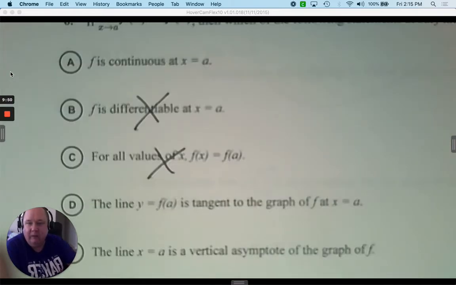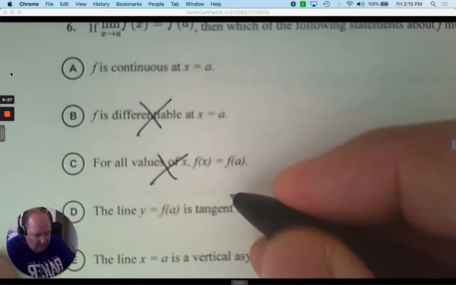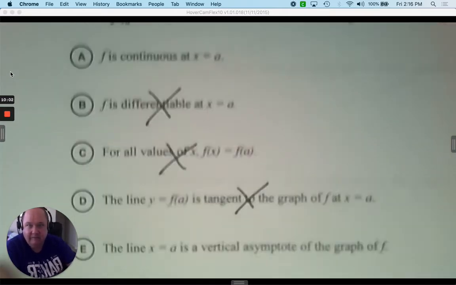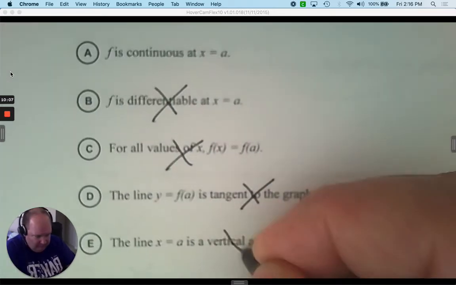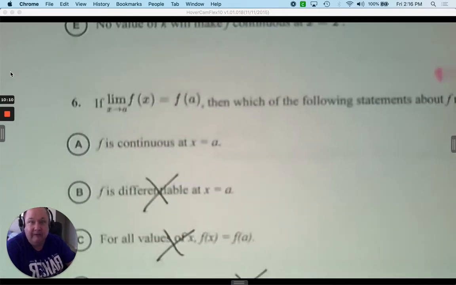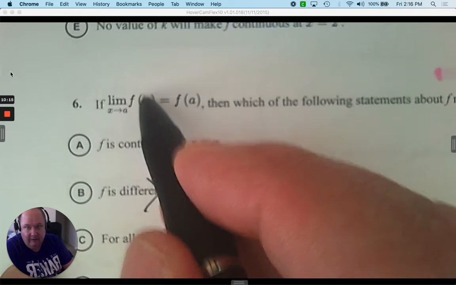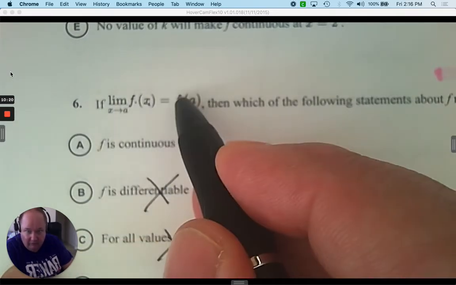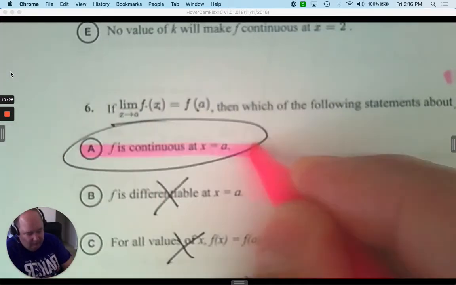The line y equals f at a is a tangent to the graph of f at x equals a. No. The line x equals a is a vertical asymptote. That must be true? I don't see anything to do with an asymptote in the question. That is the calculus definition of continuity. The limit exists, and if you evaluate the function at that same number, they're equal to each other. Therefore, it's continuous. That is the definition of continuity.